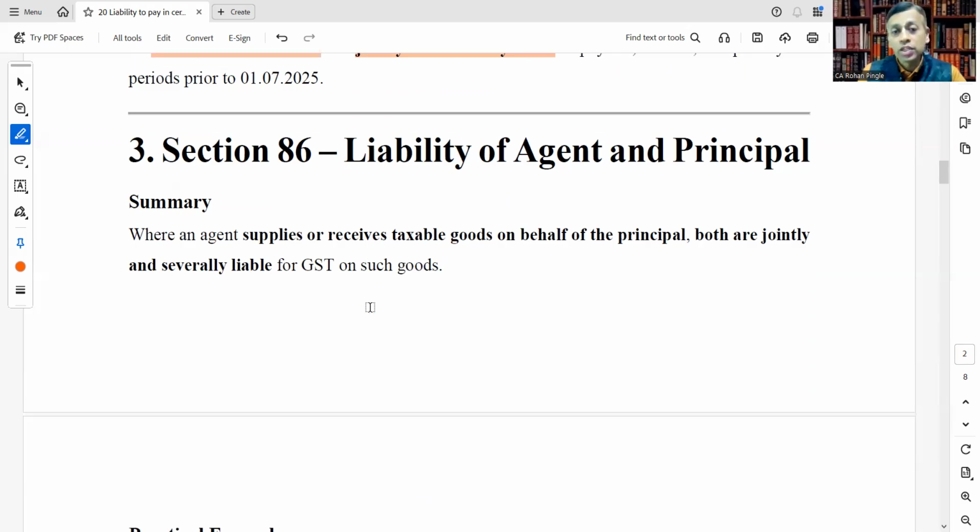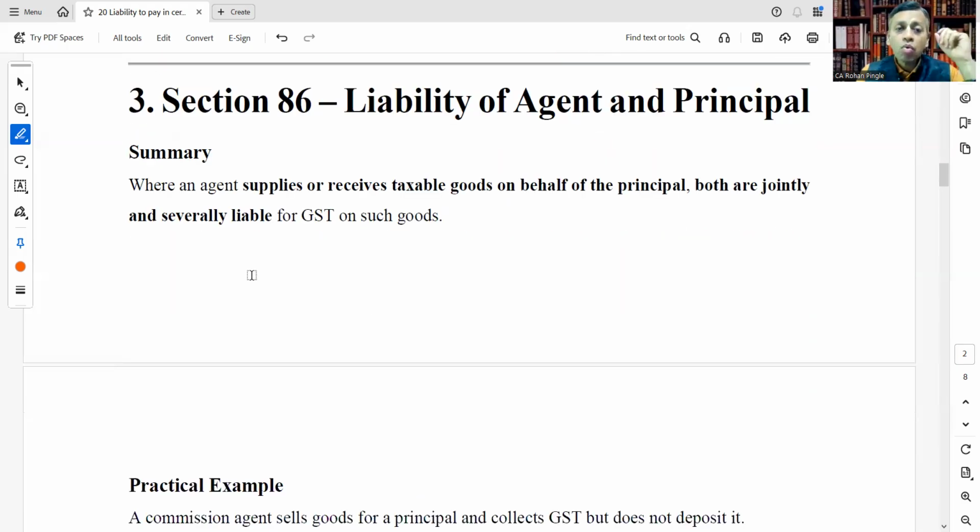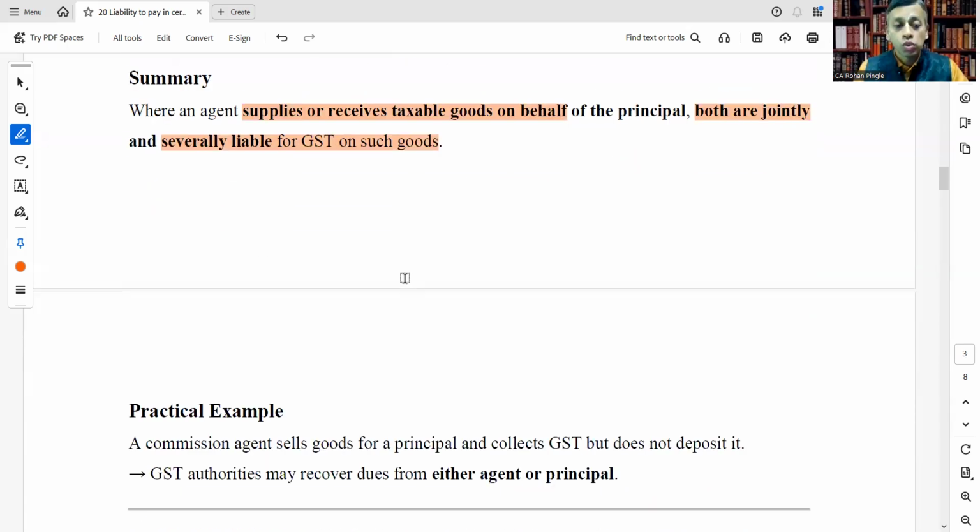Next, Section 86, liability of agent and principal. Where an agent supplies or receives taxable goods on behalf of the principal, both are jointly and severally liable for GST on such goods.